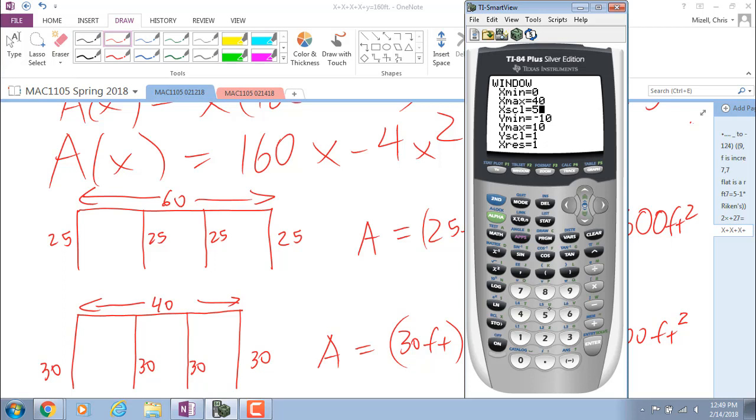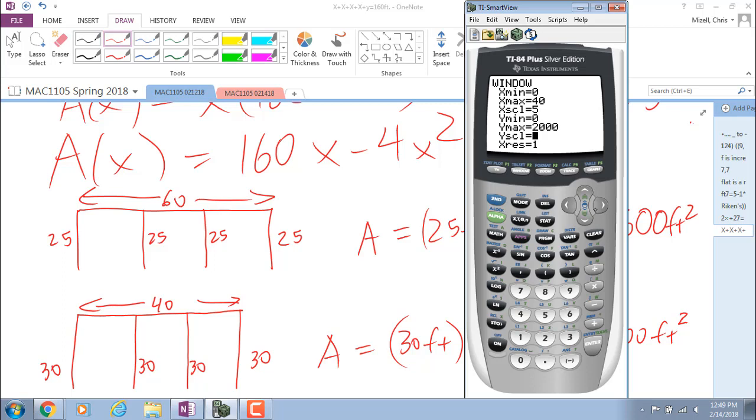Along the y-axis, I want it to go up at least to 1,500 square feet. If that's not the maximum value, maybe even higher than that, 2,000 perhaps. So the y min, negative 10 is fine. I'm going to go with 0. Y max, let's say 2,000. If that's not high enough, we can adjust it a little bit with a higher y max. But I think 2,000 may be high enough. Y scale, you think 100 feet is enough, or would you rather go with something like 250 or 200? What do you think? What would be a good y scale?